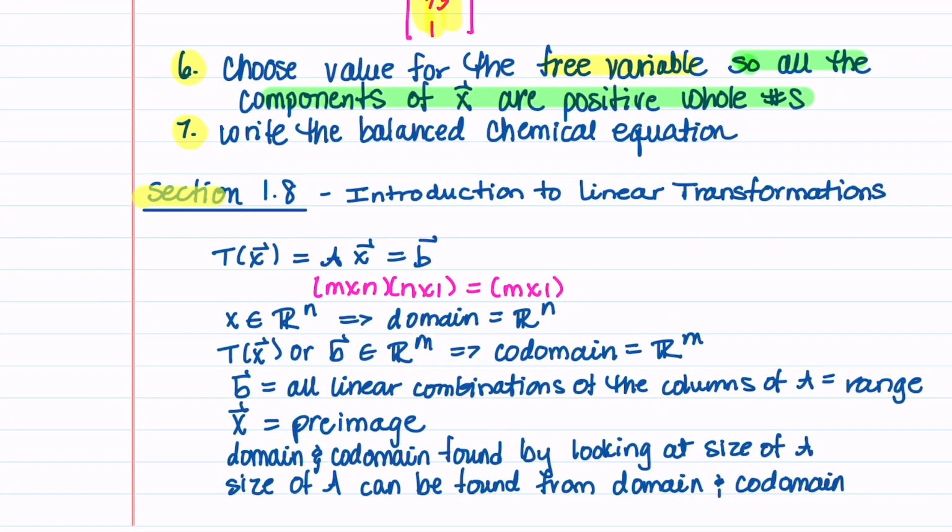Our next section is section 1.8, where we introduce linear transformations. We had a linear transformation T of x that we defined to be Ax = b. We said our A was m by n, and that means our x had to be n by 1, and then our right-hand side b had to be m by 1, so that all the sizes of the matrices and vectors work out.